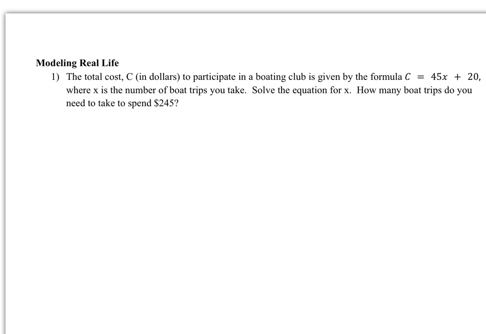So I told you guys to box the formula, okay? That's a good indication of what we're doing. Then it says solve the equation for X. So that's part 1. So let's box that and put a 1 underneath it. And then the second question was how many boat trips do you need to take to spend $245? So put a 2 underneath the how many. So we have 2 parts to this. I got to rewrite it first, isolating which letter? X. Good.